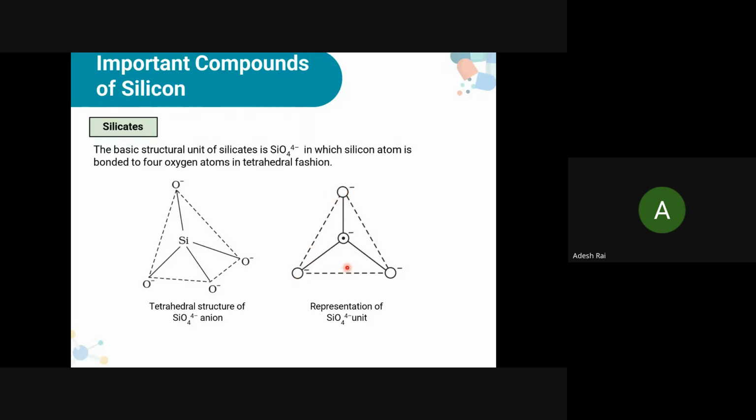Where is the fourth oxygen, sir? Arey, it is tetrahedral, no. So this fourth one will be overlapping with this one. There is one more oxygen atom which is going to overlap with this one. It is just below it. Is that clear? Understood or not? This is the representation of the silicate unit. And what is the silicate unit? It is the SiO4 4 minus anion.